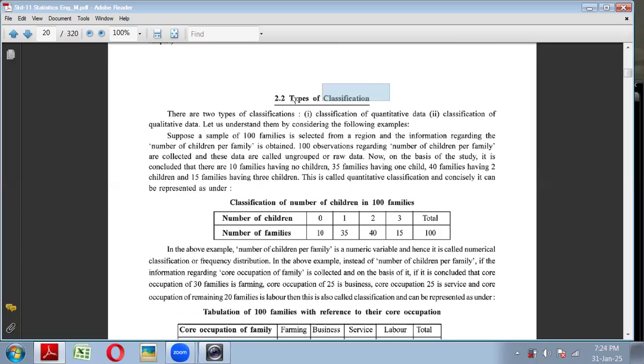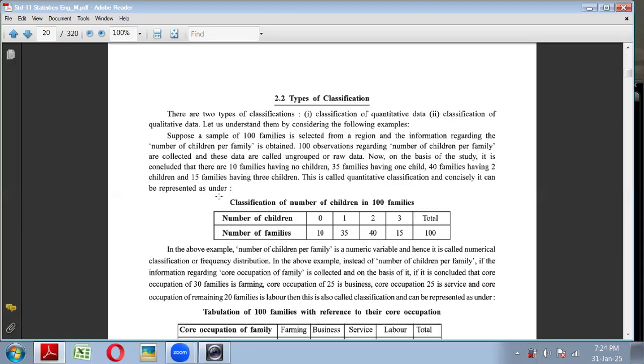Now you know what classification is. Now what kind of classification could there be? Here you will see first the classification of quantitative data, and secondly the classification of qualitative data. We have seen that there are two kinds of data, quantitative data and qualitative data. So let's see first the classification of quantitative data.